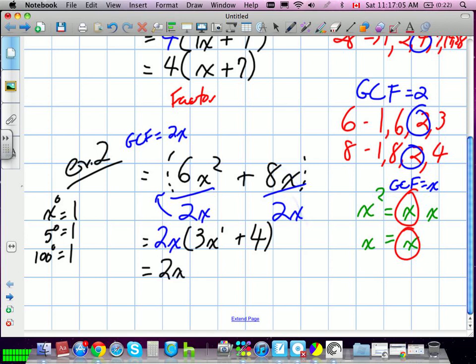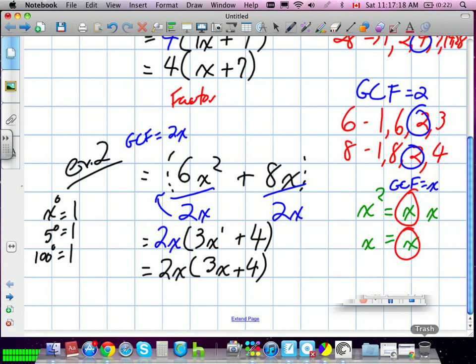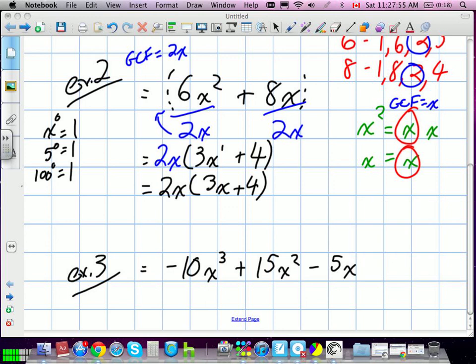So our final answer here in factor form is 2x as our common factor. And 3, I don't really need to put that exponent of 1. It's assumed if we don't leave it in. And plus 4. So that's our factored form. So going from an expanded or standard form to a factor.